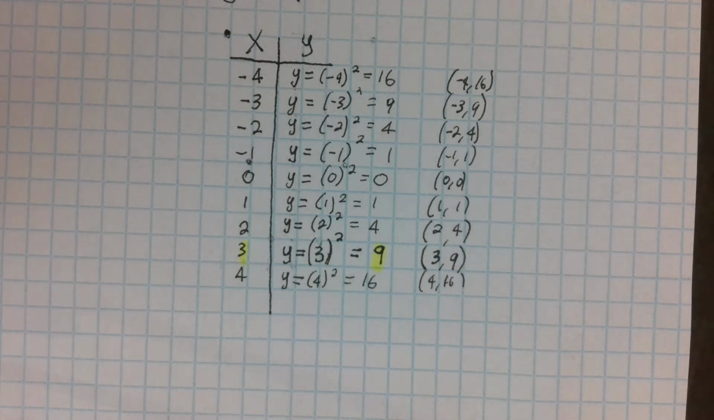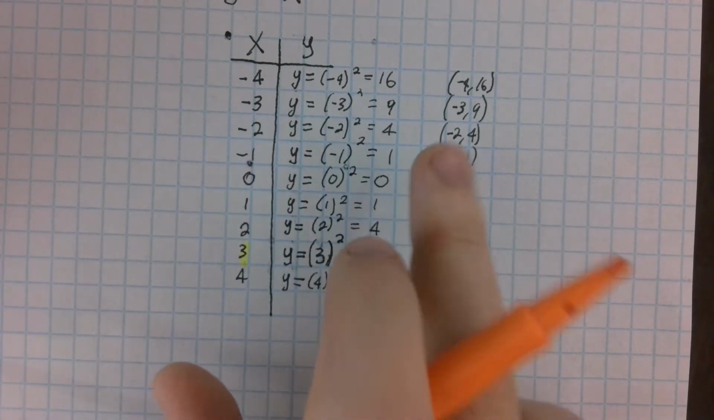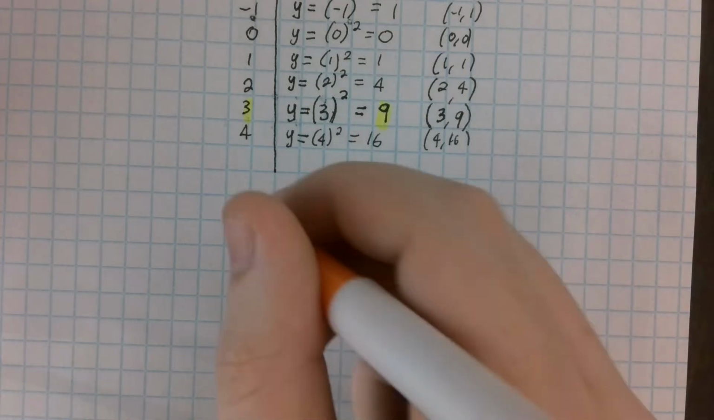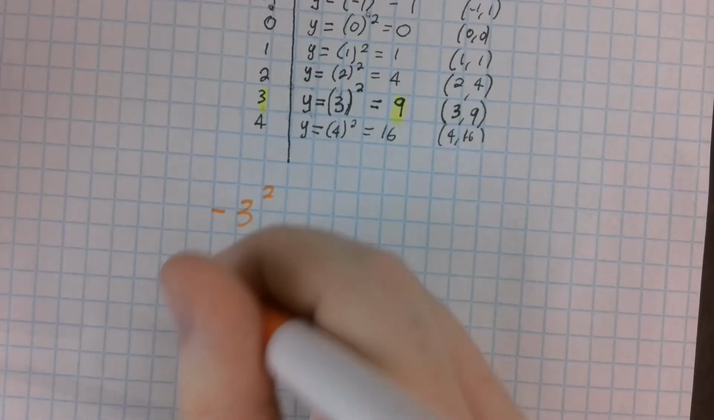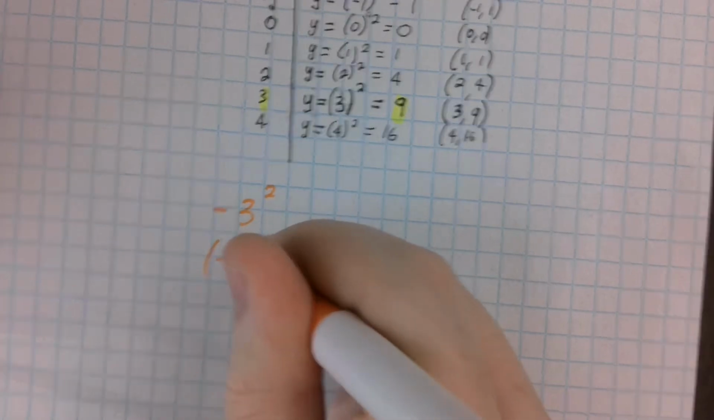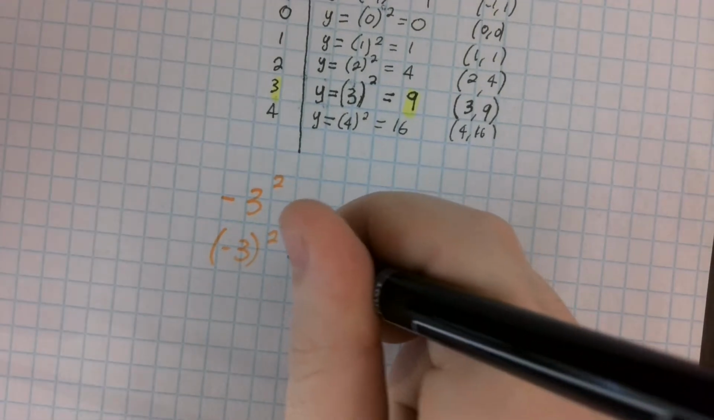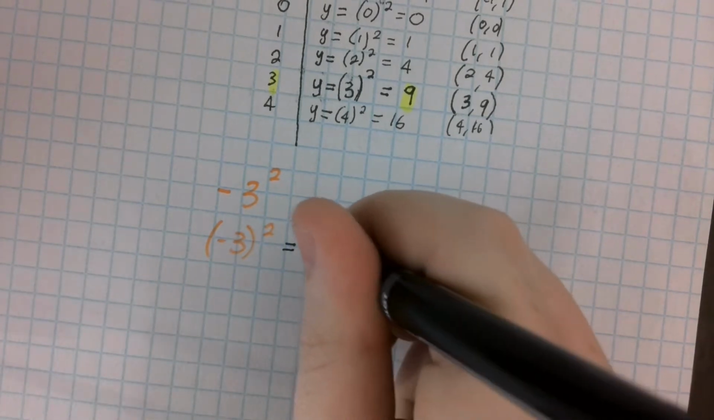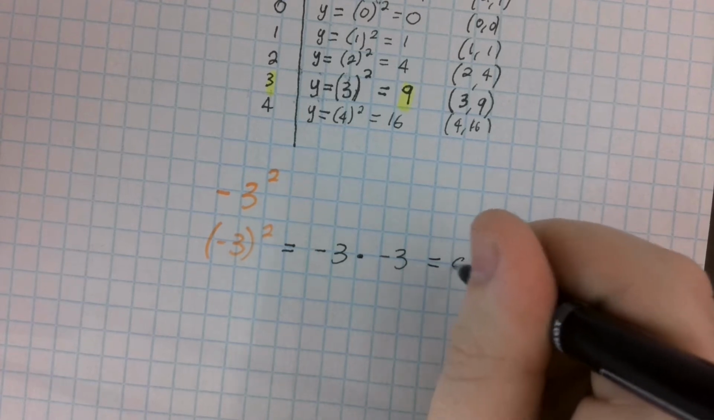A quick word about this. You may have noticed that all of our negative numbers turn into positive numbers. We talked about this difference before, but there is a huge difference between, for instance, (negative 3) squared and negative 3 squared. The first one, (negative 3) squared, is negative 3, because that's the quantity being squared, times negative 3. And a negative times a negative is a positive, gives us 9.